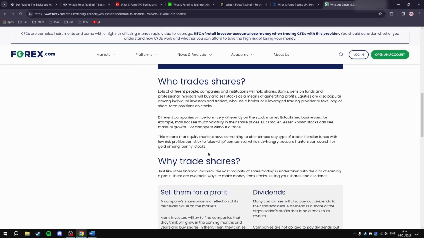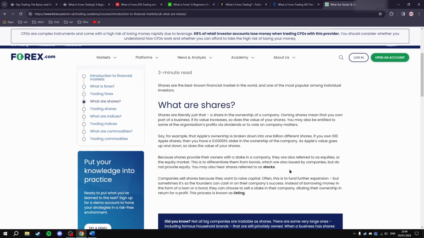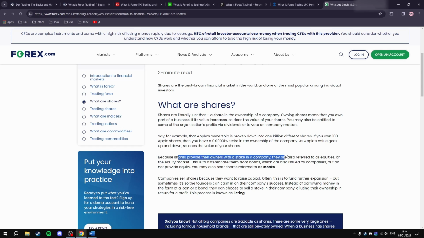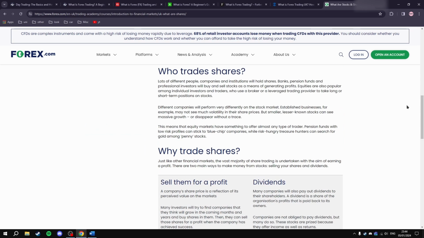Who trades shares? Lots of different people, companies and institutions will hold shares. Banks, pension funds and professional investors will buy and sell stocks as a means of generating profits. Equities, or shares, right? Yeah. They are also popular among individuals who use a broker or a leverage trader to take long or short-term positions on stocks.